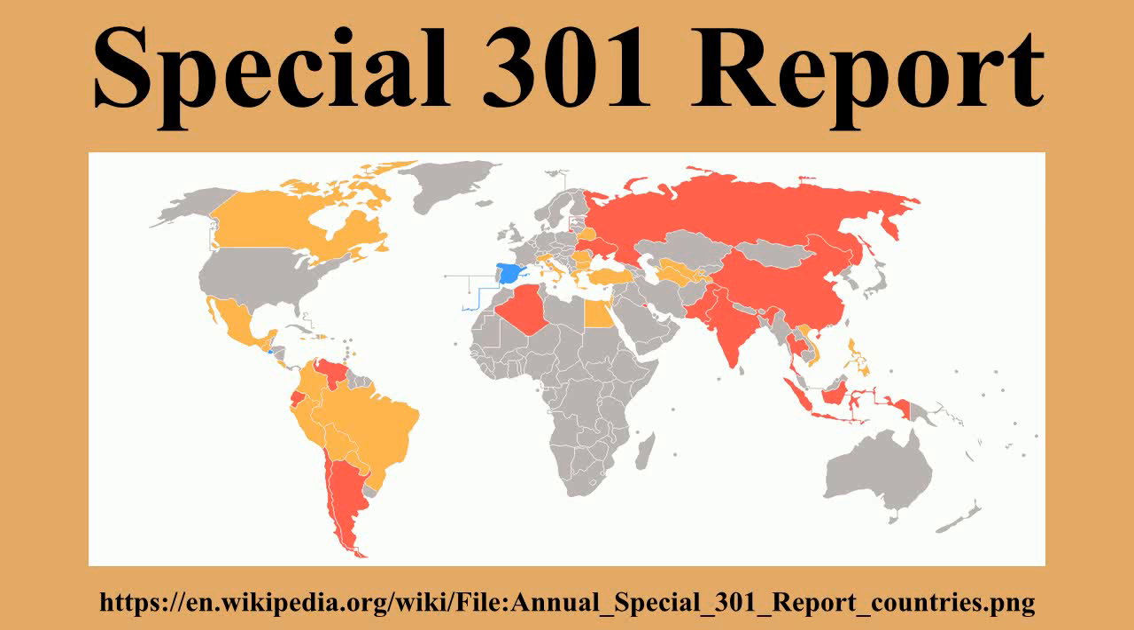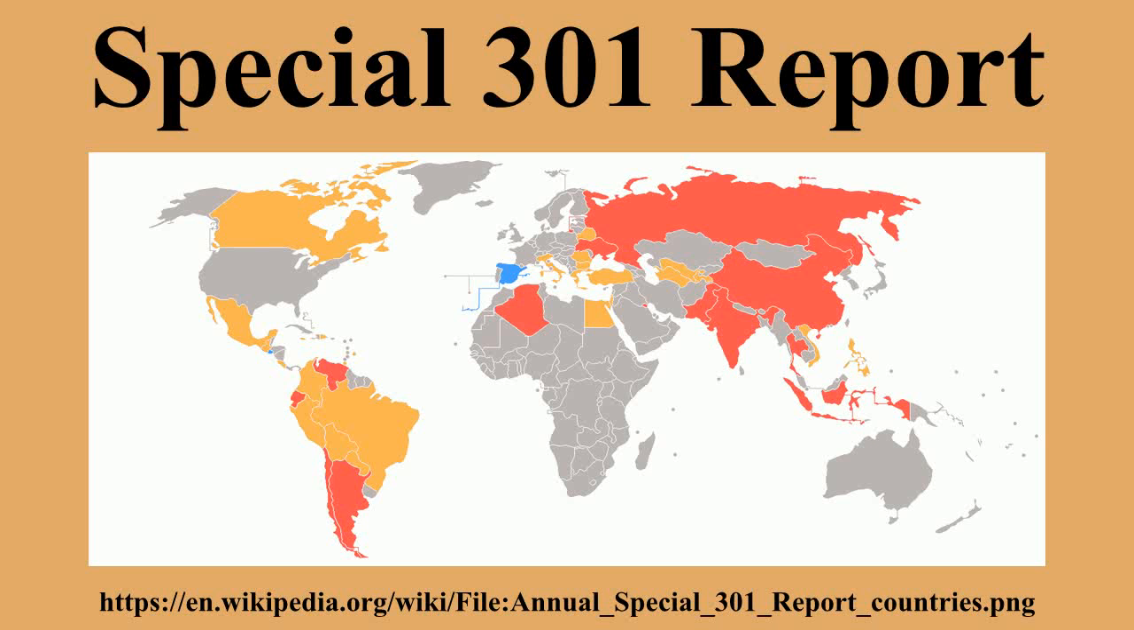The USTR must also undertake annual surveys of foreign countries' intellectual property laws and policies. The Special 301 report was first published in 1989. By statute, the annual report must identify a list of priority foreign countries, those countries judged to have inadequate intellectual property laws. These countries may be subject to sanctions.